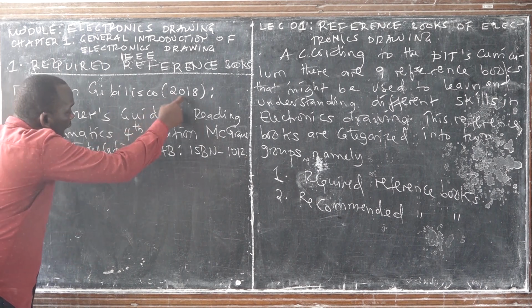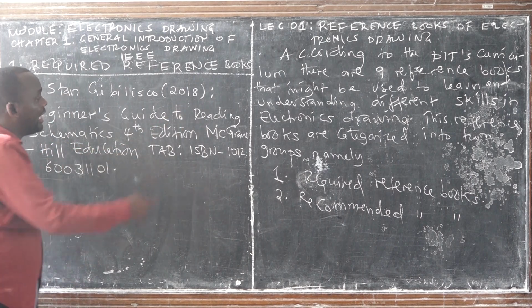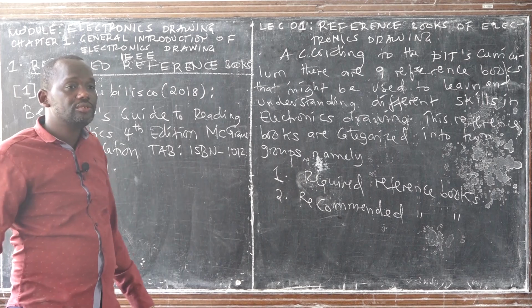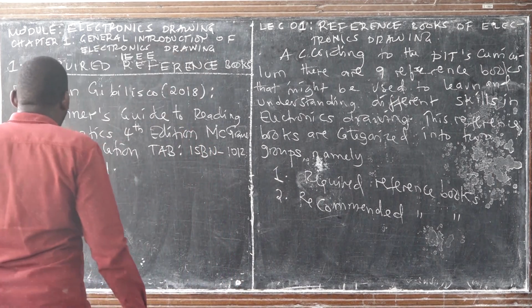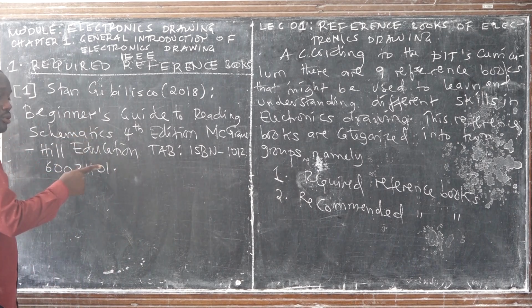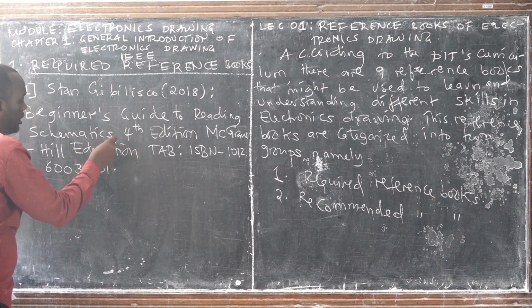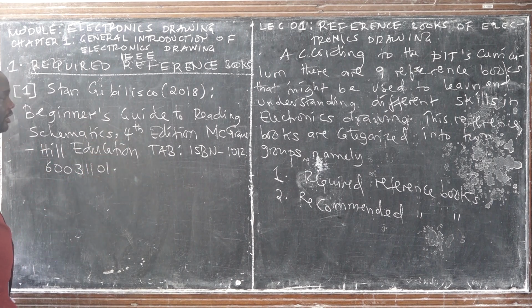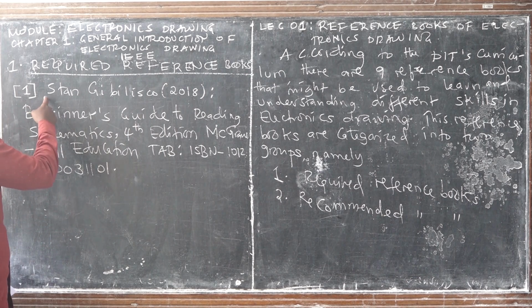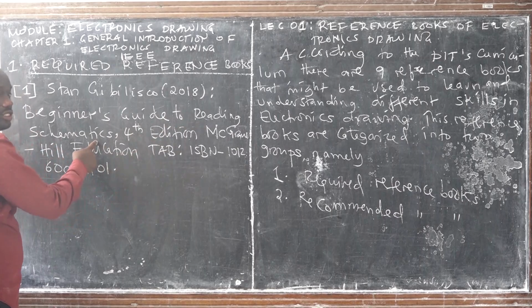Then we have in parentheses a year, 2018. This is the year when this book was published. Then we have the name of the book, Beginner's Guide to Reading Schematic. Then we have a comma. So first information, second information, third information, fourth information.